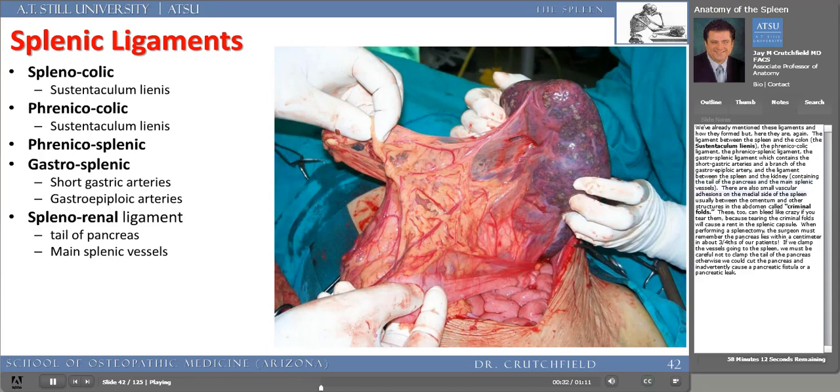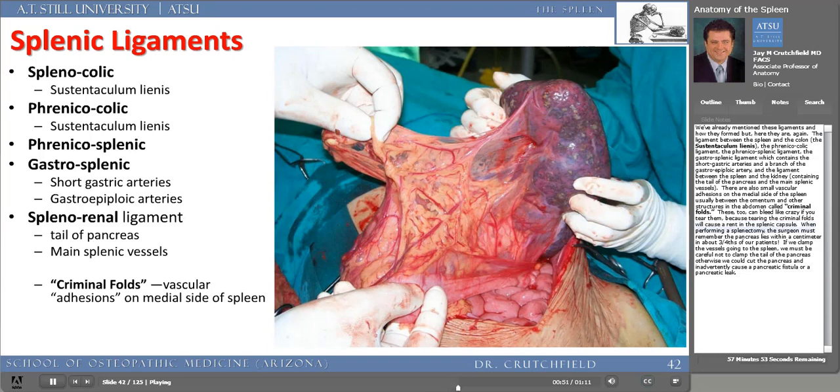There's also small vascular adhesions on the medial side of the spleen, usually between the omentum and other structures in the abdomen, called cruciate folds. These are the ones that bleed like crazy if you tear them, because tearing them will cause a rent in the splenic capsule.